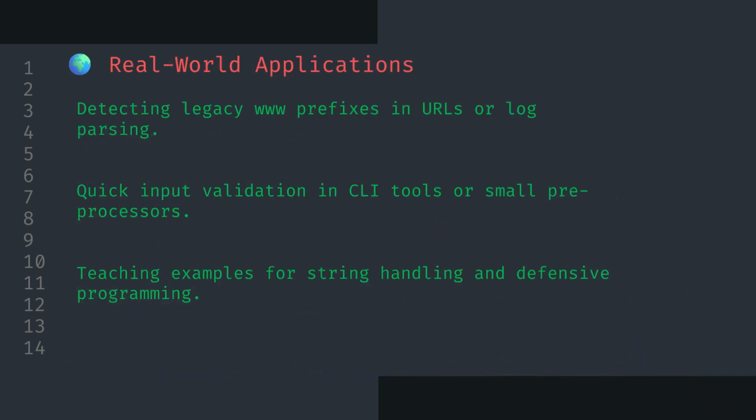While checking for www is simple, it is a useful micro example. You can use this to normalize URL handling, flag legacy input, or teach safe string operations. If you're working with user-provided URLs, remember that www is only one possible subdomain. Consider using a URL parser for more complex scenarios.